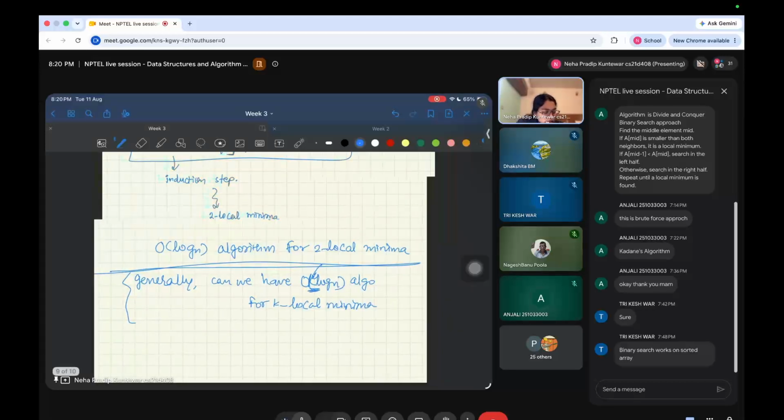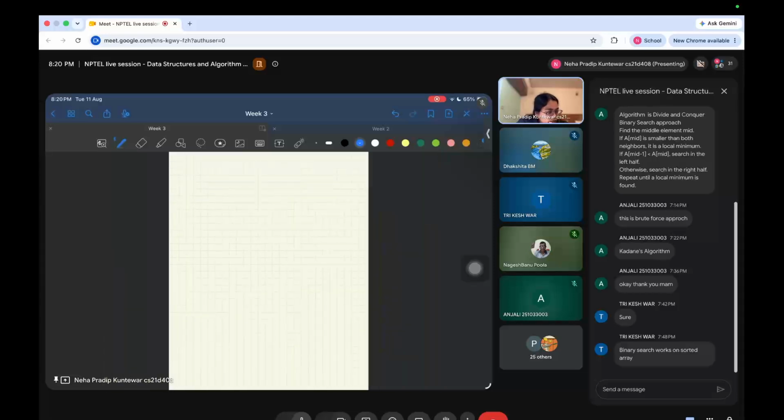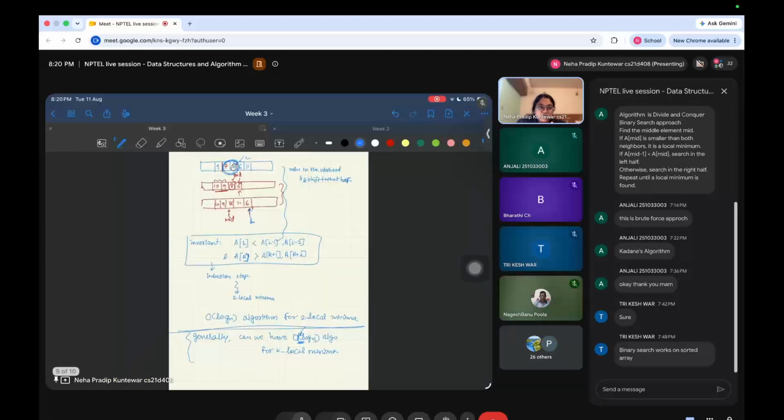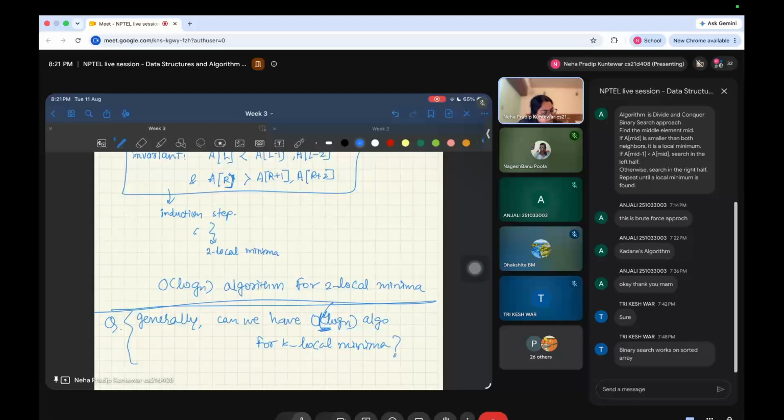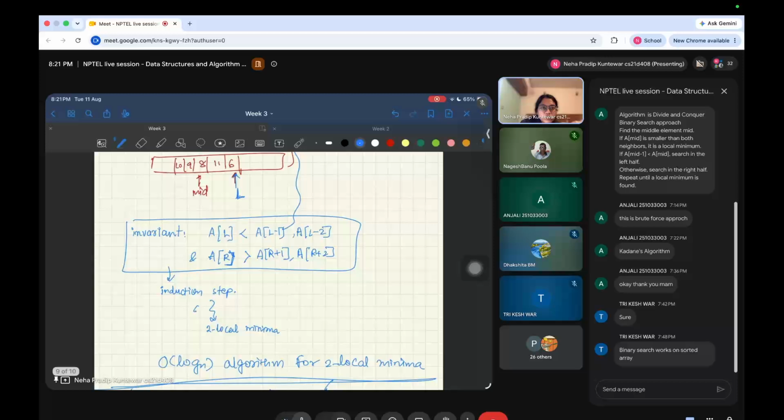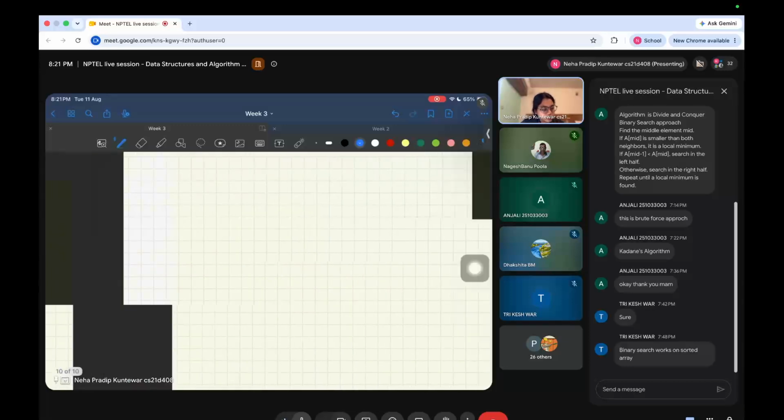Okay, so are there any questions about this? I mean, about the two local minima algorithm. Okay, so try this out.